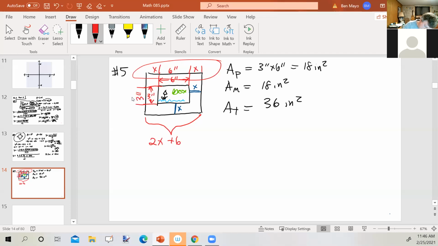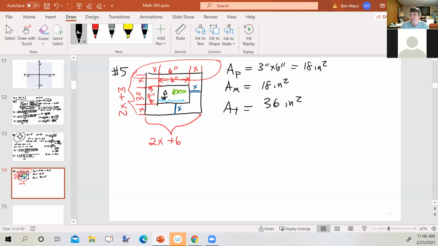This is 3 inches, this is X, so this would be 2x plus 3. So the whole thing, the picture and its matting frame, is 2x plus 6 long and 2x plus 3 high. Again, any question where I got any of those numbers?